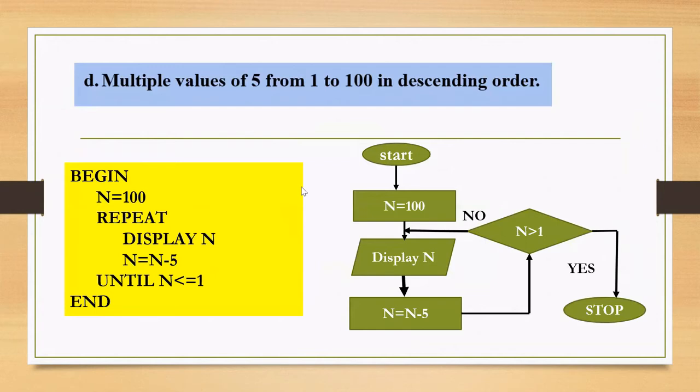Now, multiples of 5 from 1 to 100, that is very important, right? Same way, multiples of 5 from 1 to 100, in descending order. So your starting point should be 100. Only thing, repeat, display n, minus 5, then 95. 95 less than or equals to 1, false. So when the condition is false, only it is repeating, right? So you can understand it by using the flow chart also.